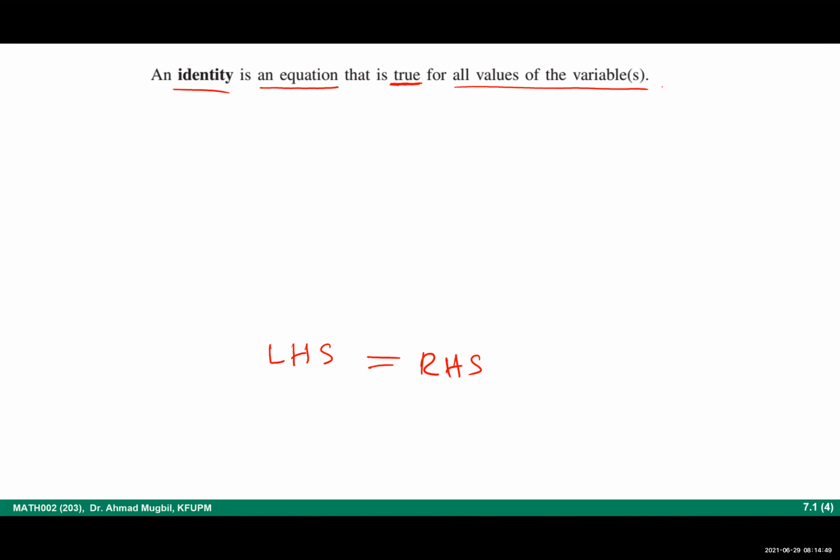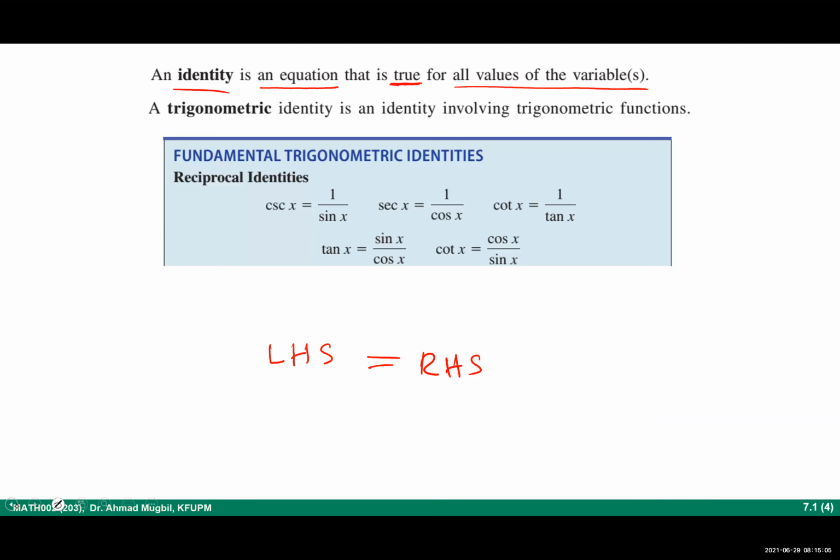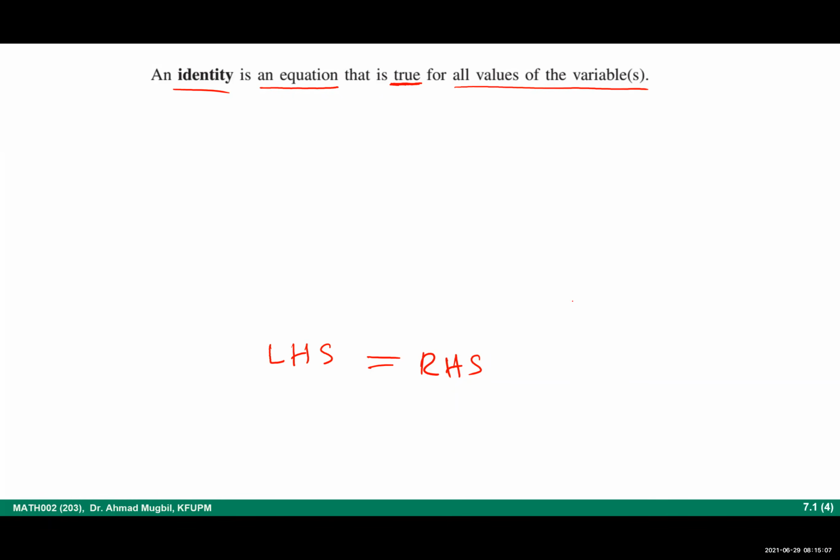Let me give you an easy example. Is it identity or not? So when we have cosine x equals 1, is this identity or equation? Who can tell me? Is it true for all the values of x?